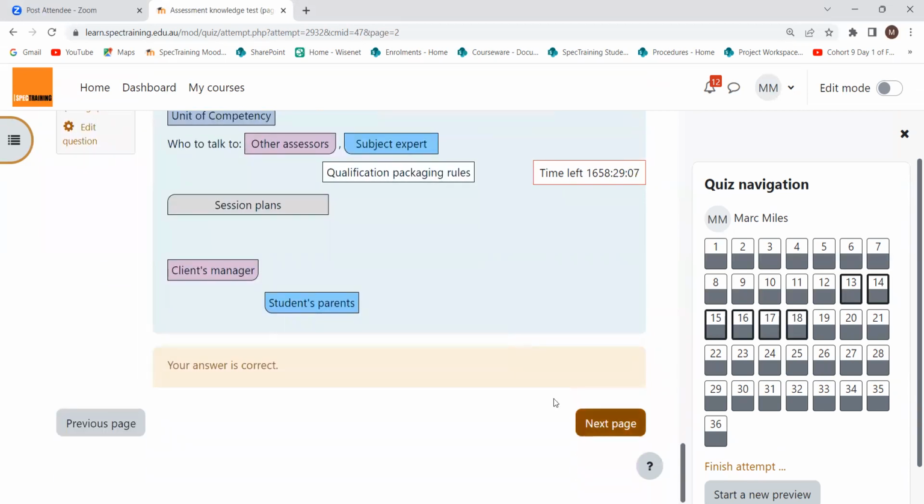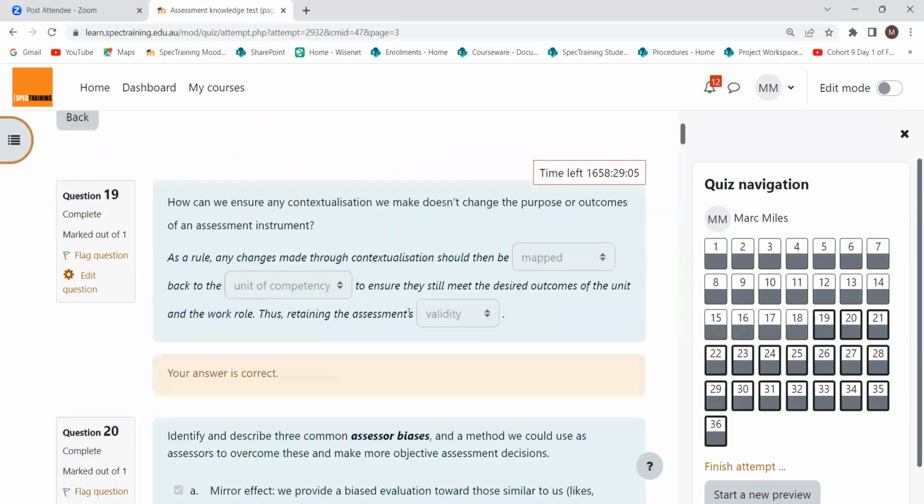All right, so coming down, next page, let's check it out. Question 19. How can we ensure any contextualization we make doesn't change the purpose or outcomes of an assessment instrument? As a rule, any change or contextualization should be mapped absolutely back to the unit of competency and work role, thus retaining the assessment's validity. Absolutely.